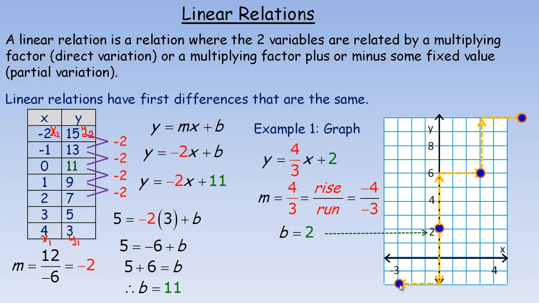And so I'll get lots of points now. I can draw my line through them. That's what y equals 4/3 x plus 2 would look like. And it's a good idea to label lines with their equation, especially when you're putting more than one on an axis.